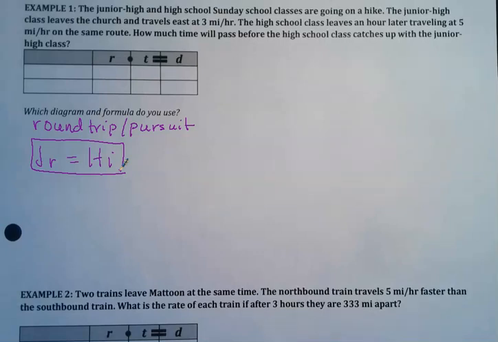You have no labels in your chart. Yes, 5 miles an hour is a rate. Okay, so we have a column for some labels. So we've got junior high and high school. And you said 5 miles an hour is the rate for which one? Okay, so 5 miles an hour is the rate for the high school. The 3 is the rate for the junior high. That's great, right? Because the junior high class leaves the church and travels at 3 miles per hour. The high school class leaves an hour later, traveling at 5 miles per hour.